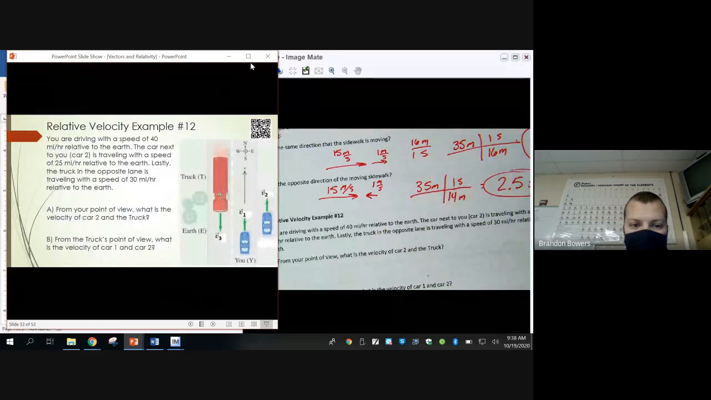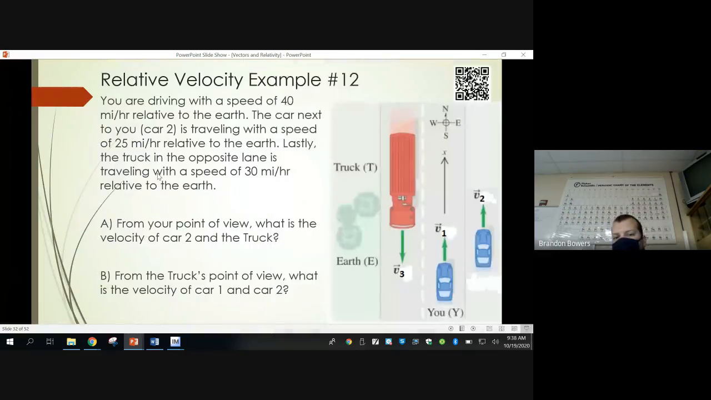All right, this is going to be our last question. You are driving with a speed of 40 miles per hour relative to Earth. The car next to you, car number 2 over here, is traveling with a speed of 25 miles per hour relative to Earth. Lastly, the truck in the opposite lane is traveling with a speed of 30 miles per hour relative to Earth.